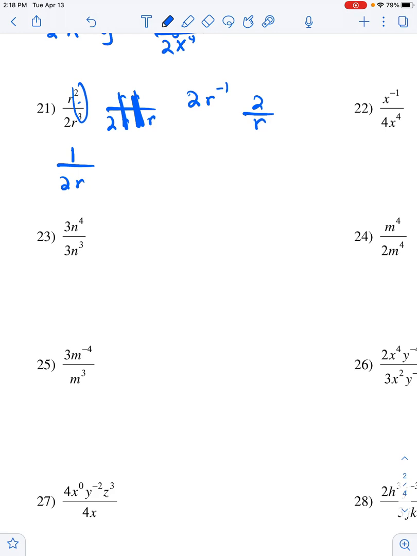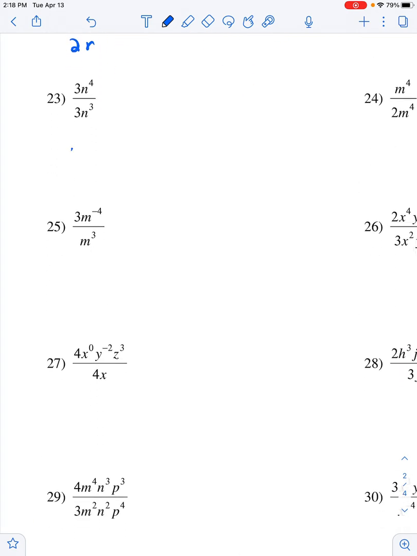Why did I put the 2 on top? The 2 should stay in the bottom, so back here. Okay, so it should be over 2, and then that 2 would be like that. Okay, so 3 divided by 3 is 1. And then n to the fourth would be 1, 2, 3, 4 n's over 1, 2, 3 n's, so they cancel. So it'd be 1n on top. Or you could go 4 minus 3 is 1n, and then 3 divided by 3, so it'd be 1n to the first.